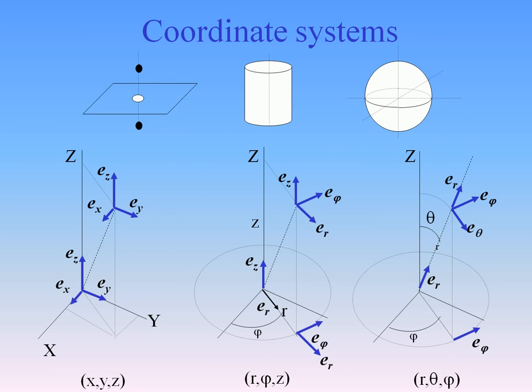We need coordinate systems. For planar symmetries we have the normal x, y, z coordinate systems drawn here. For cylindrical symmetries we have r, phi and z, as is seen here. And for spherical symmetries we have r, theta and phi.